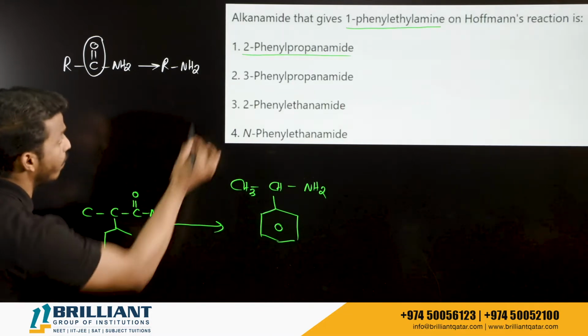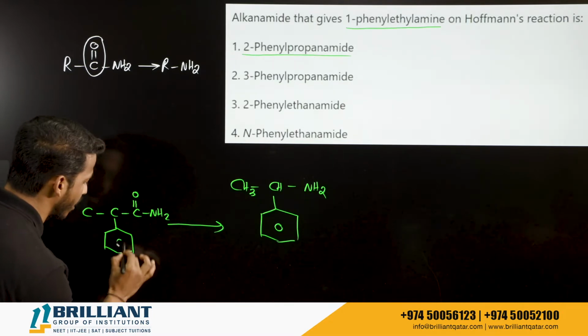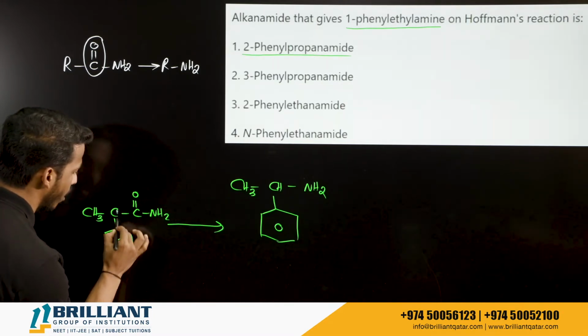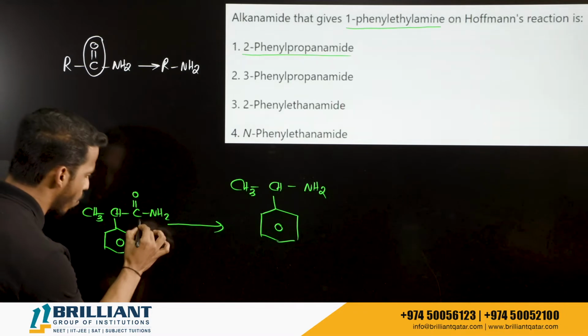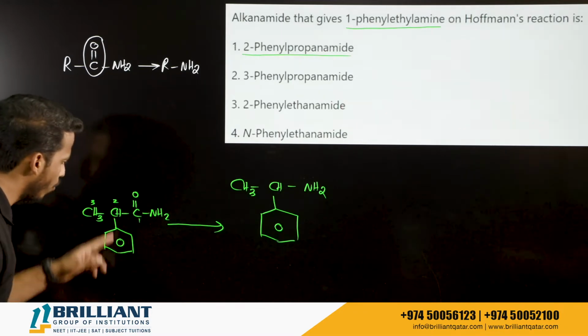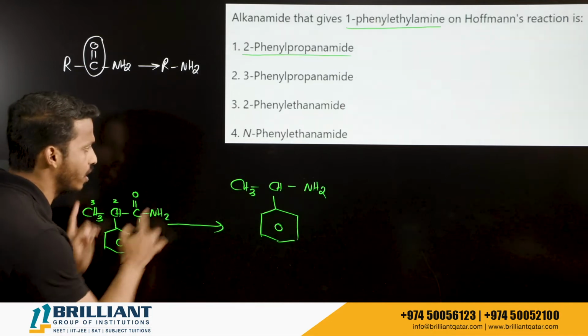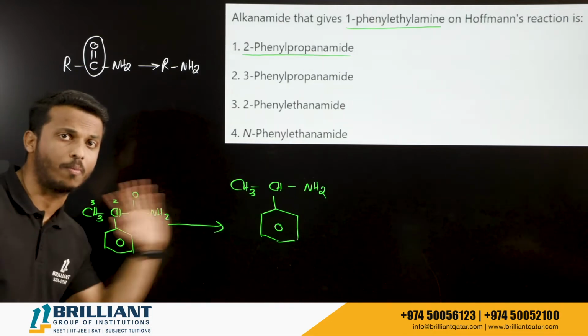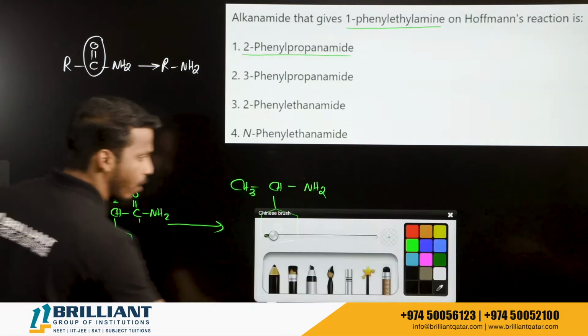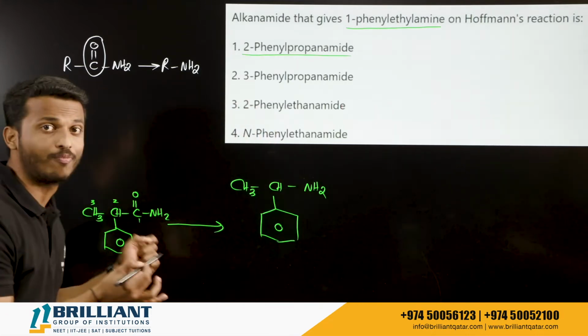Second position, what is given? 2-phenyl. So at the second position, there is a phenyl ring. Okay, this compound is called 2-phenylpropanamide. Yes or no? Now, if this compound undergoes this reaction, are you sure you will get this compound through the Hofmann reaction or not? Dear all of you, what do you have to do during the Hofmann reaction?